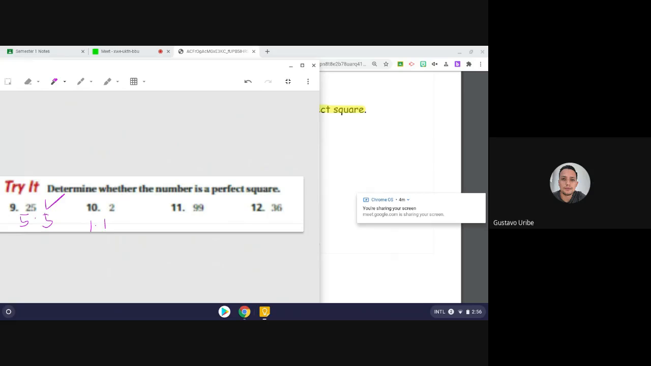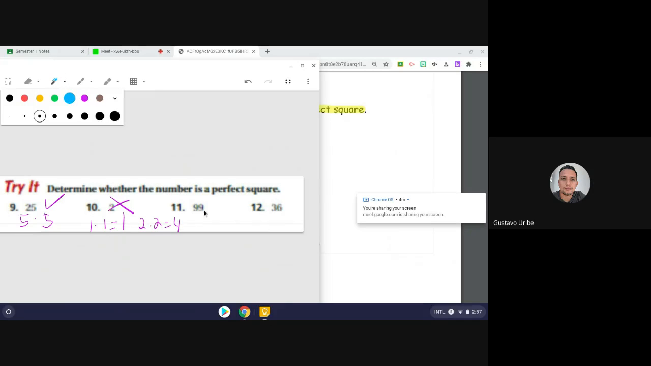Next, we can try 1 multiplied by 1. That gives us 1, right? So that's not going to work out. And then I can go to the next one. 2 times 2 gives us 4. So I have passed this already. So no, it's not a perfect square.